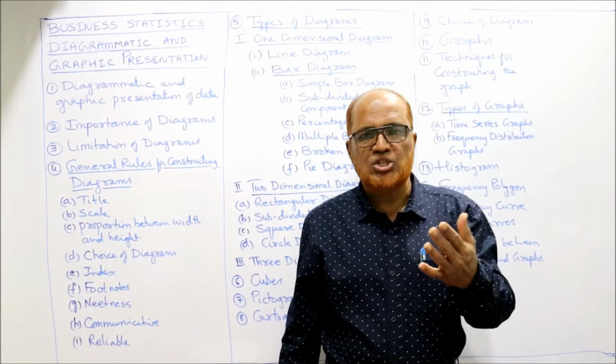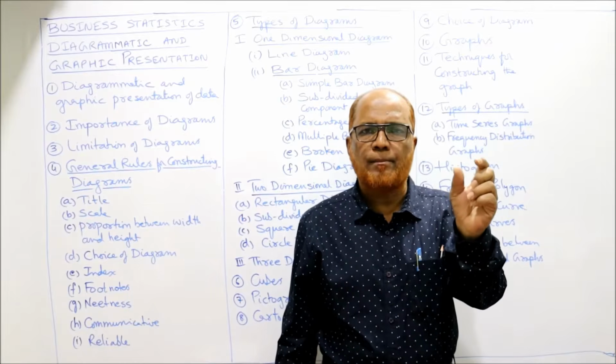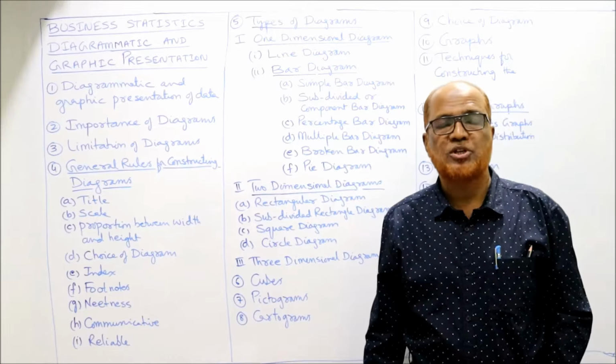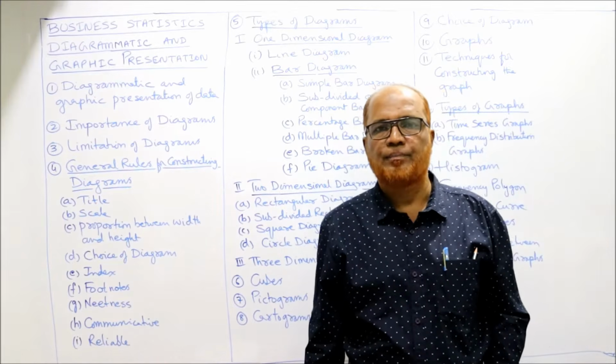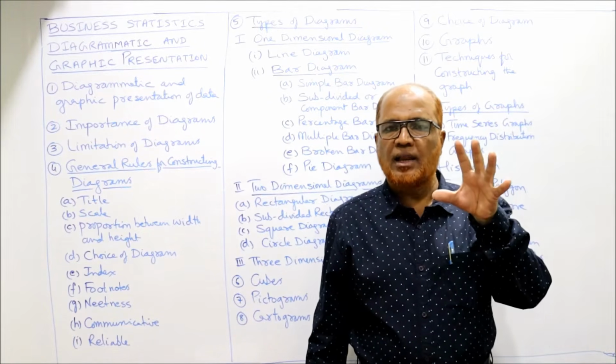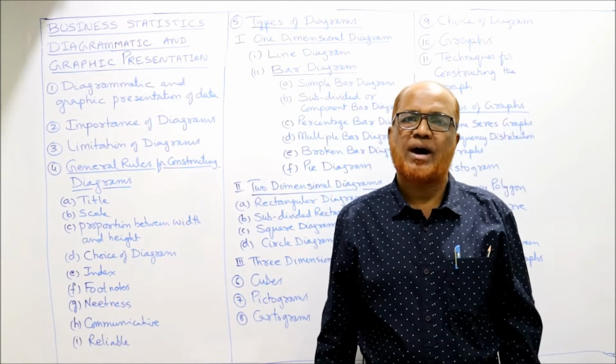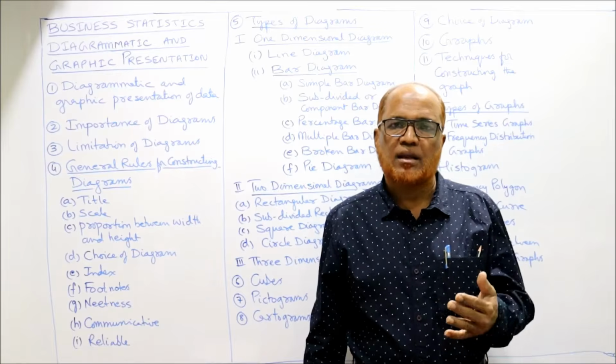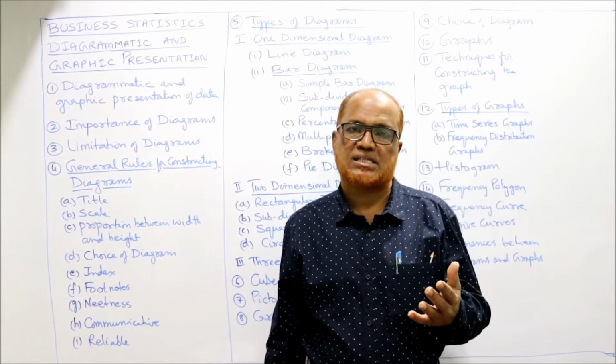1,000 words cannot convey as much message as a simple image, a picture, can convey. So the importance of pictures is very high. The pictures will make a larger impact in the minds of the reader. So graphs and diagrams are widely used in statistics.